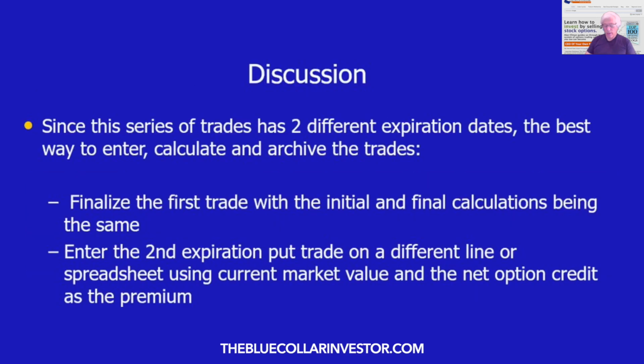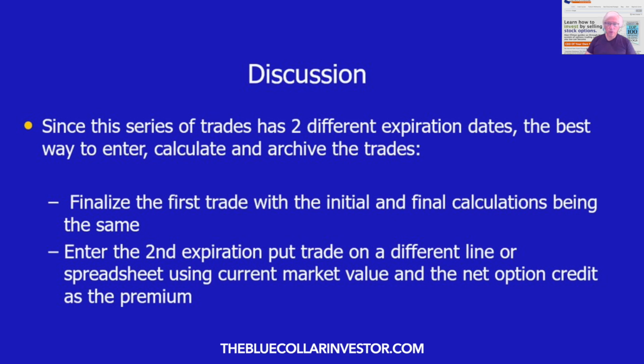Now let's just summarize. Since this series of trades has two different expiration dates, 7/13 and then 7/15, the best way to enter, calculate, and archive these trades is to finalize the first trade where the initial and final calculations are precisely the same. Enter the second expiration put trade on a different line on the spreadsheet, or perhaps even on a different spreadsheet. Okay? And we use the current market value, which was 285 in this case, and the net option credit, taking the sell to open, deducting the cost to close, and that's your net option credit.